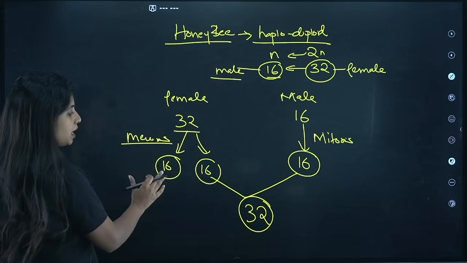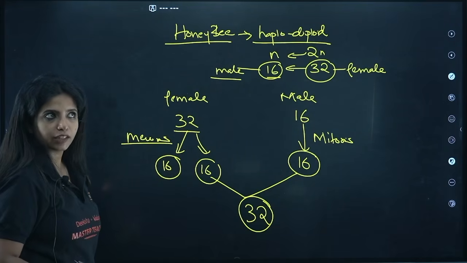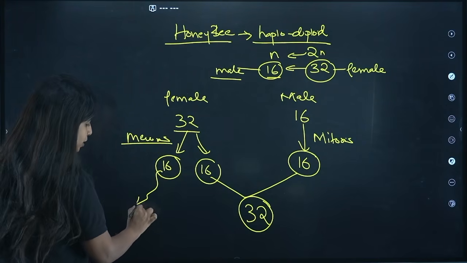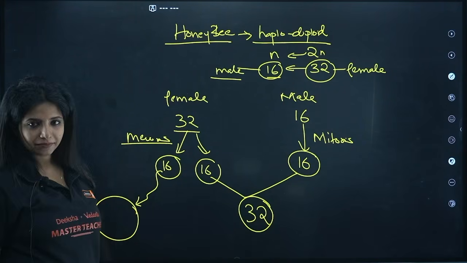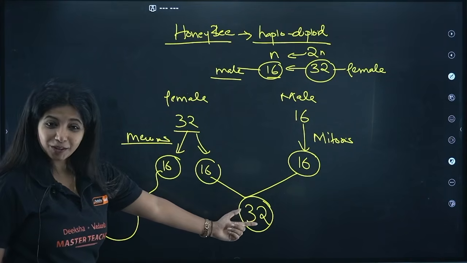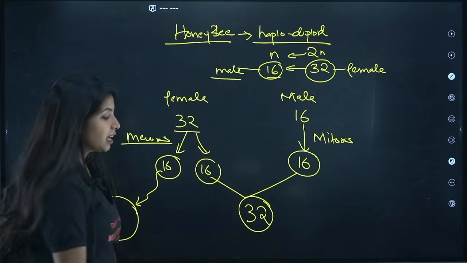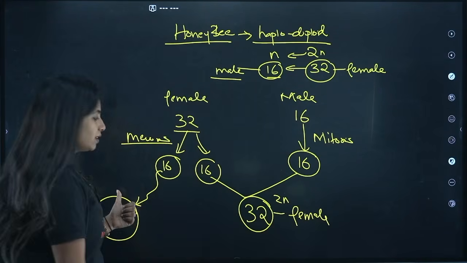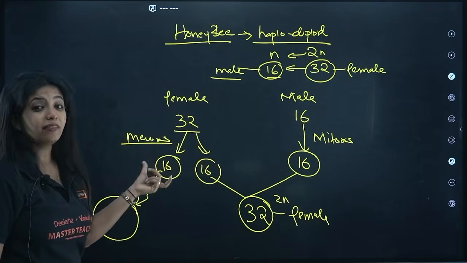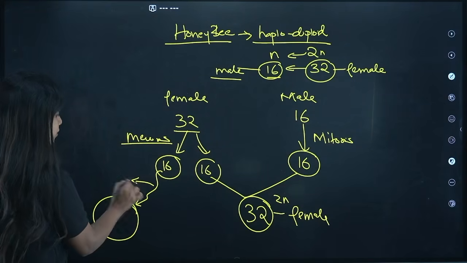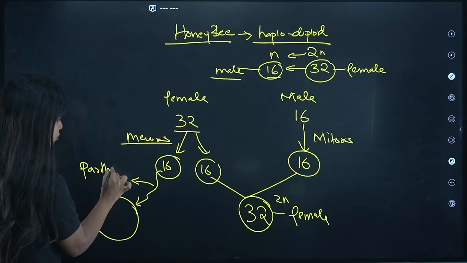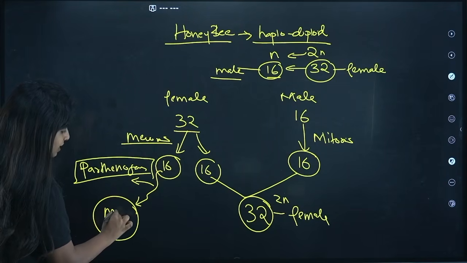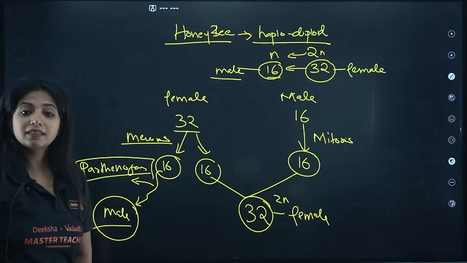Suppose this egg which is there is not fusing with anything. It is not undergoing fertilization. Still it forms something. Can you guess what is going to form? And what is this? 32. Haploid, diploid. If it is diploid, it is definitely going to be a female. What about this? Here, it has not undergone any fertilization, and without fertilization also, it is able to give rise to a sex. That is male. This is known as parthenogenesis.